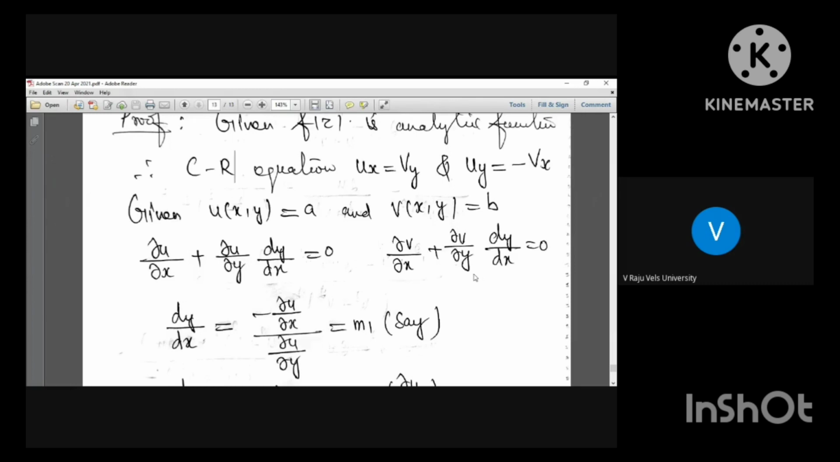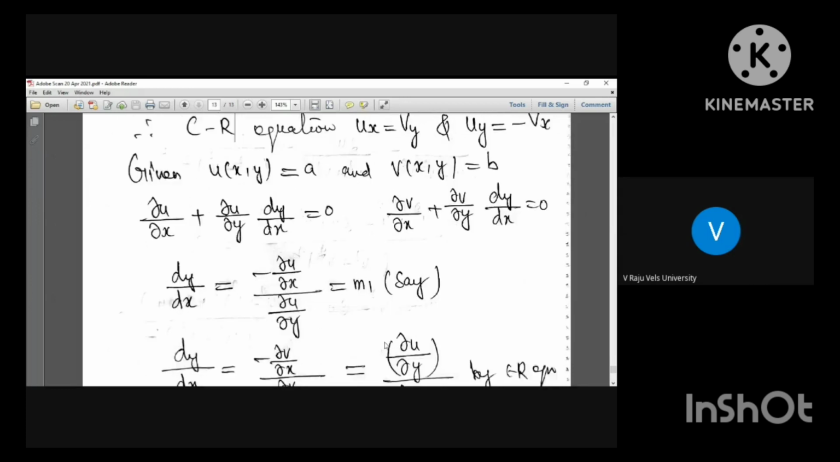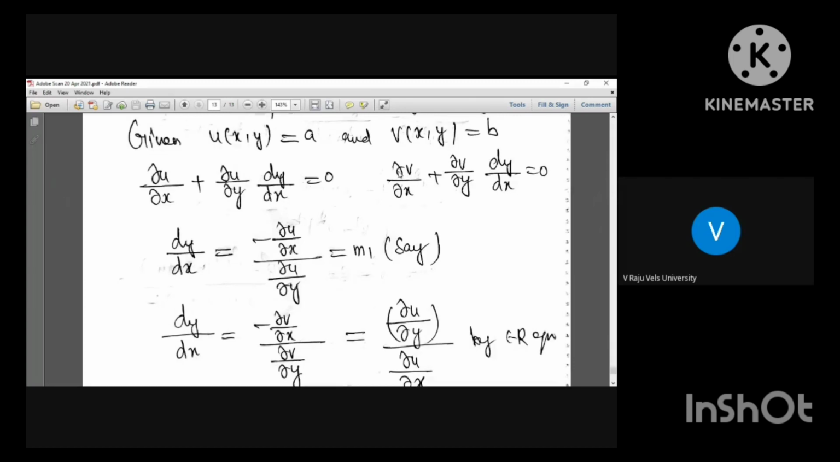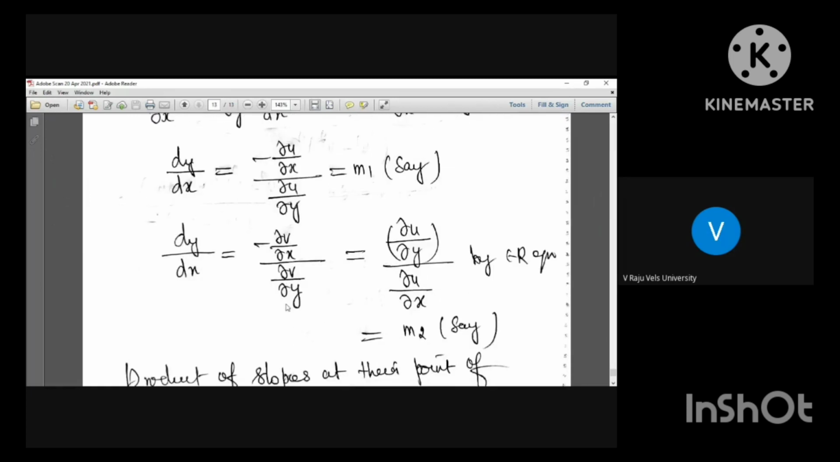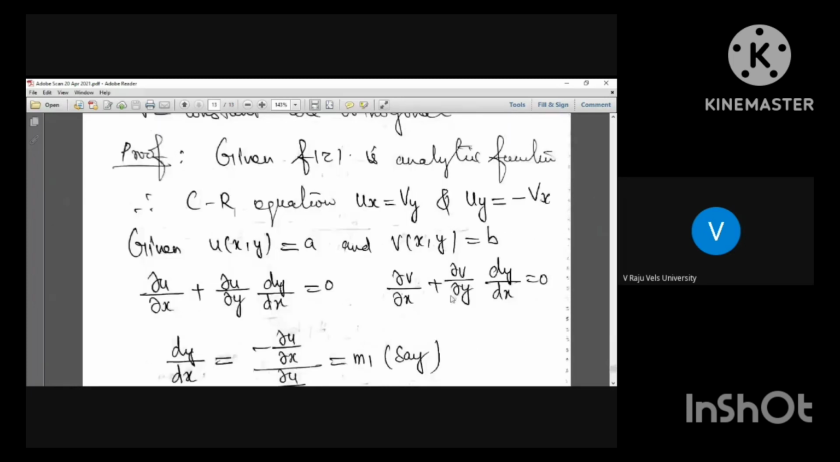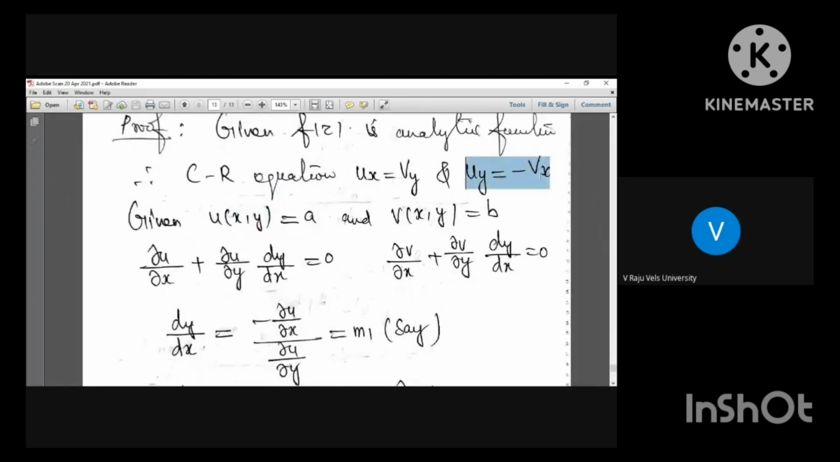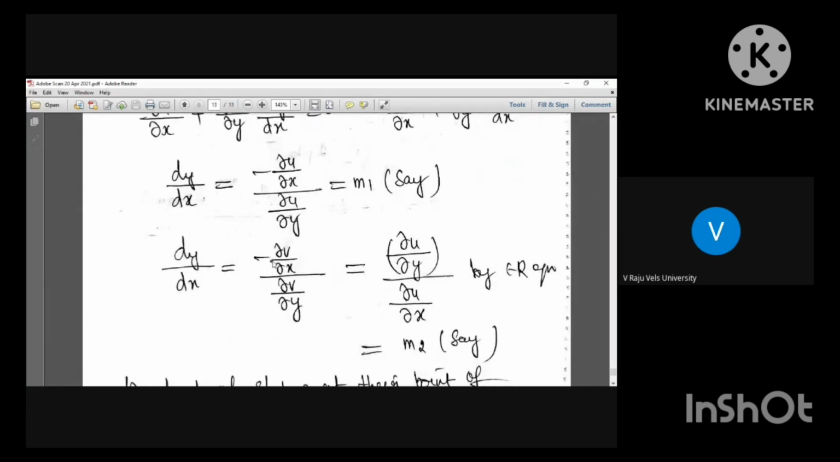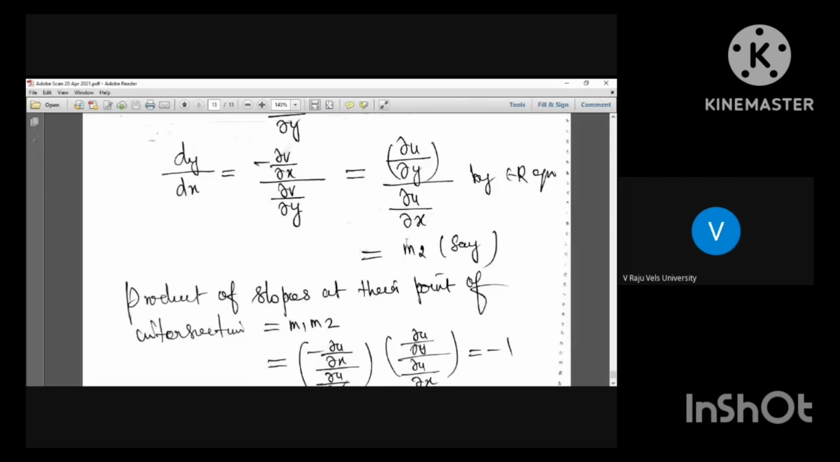So that is the formula: dou u by dou x plus dou u by dou y into dy by dx is equal to 0. So from this you can write dy by dx is equal to minus dou u by dou x divided by dou u by dou y, which is equal to m1, slope 1. Next, from v, if you are writing, dy by dx is equal to minus dou v by dou x divided by dou v by dou y. By the CR equation, minus vx is equal to uy, so we are writing uy, vy as ux using the CR equation. This is called slope 2.